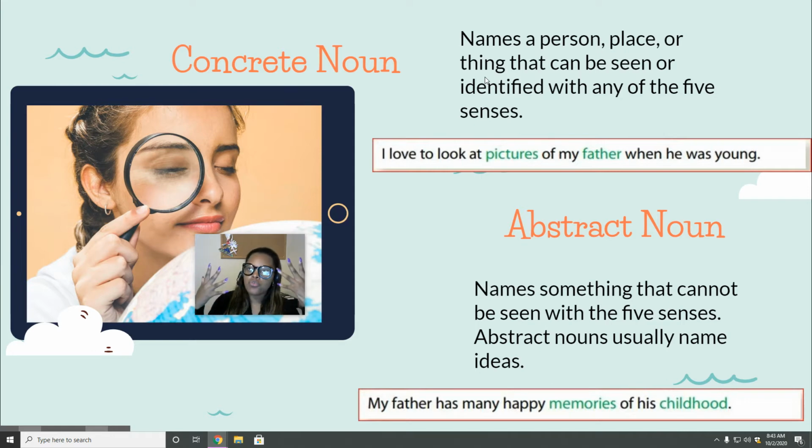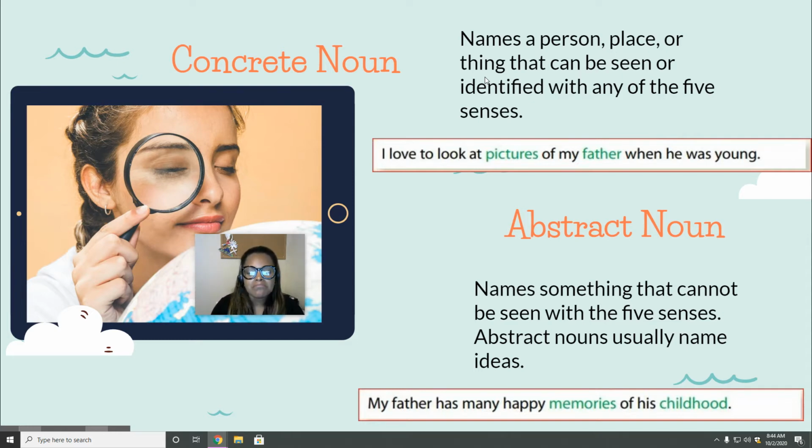Now, when we think abstract, yes, exactly. It names something that cannot be seen by the five senses. So it's the opposite of concrete. Okay, concrete, you can see, you can use your five senses. Abstract, you can't. Okay, abstract nouns usually name ideas. Light bulb. So whenever we say abstract, I want you to think light bulb because it's an idea that it's usually representing.